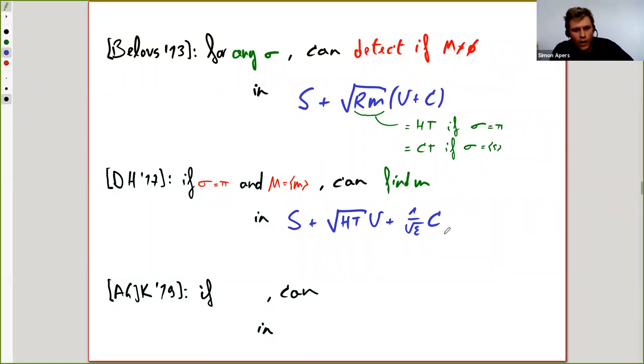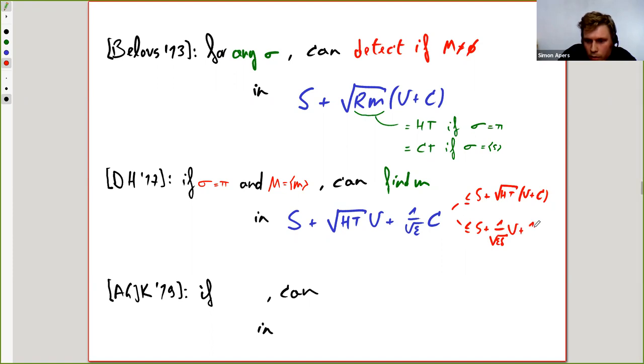And so this is a bit of an odd duck in here, because let me show you, it's basically better than all the things that we had before under these constraints. Because this is smaller than S plus square root of hitting time times U plus C, because one over square root epsilon is at most square root of the hitting time. And it's also smaller or equal to the MNRS speedup, square root of epsilon delta times U plus one over square root epsilon times C, which basically follows from the two inequalities that I proved before.